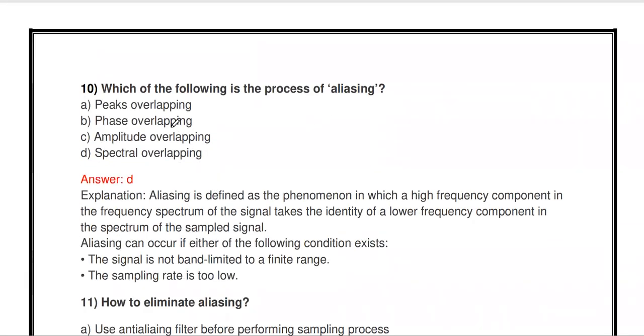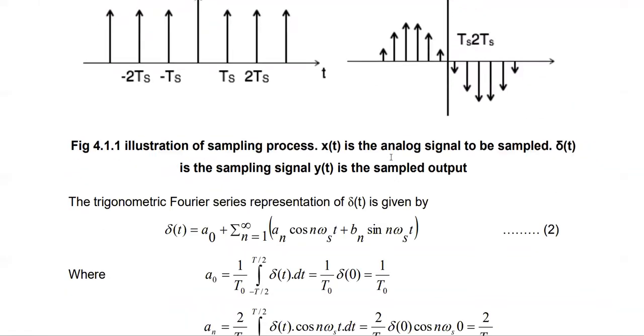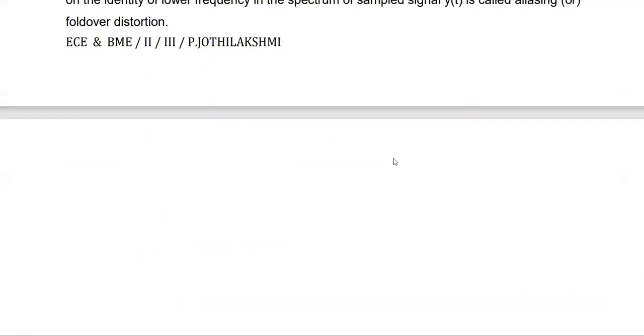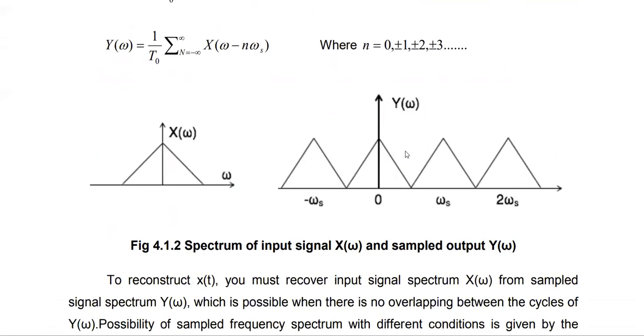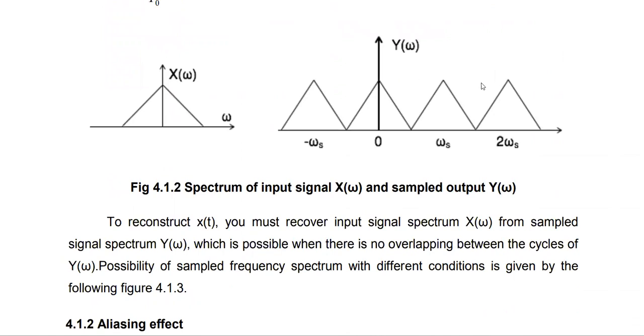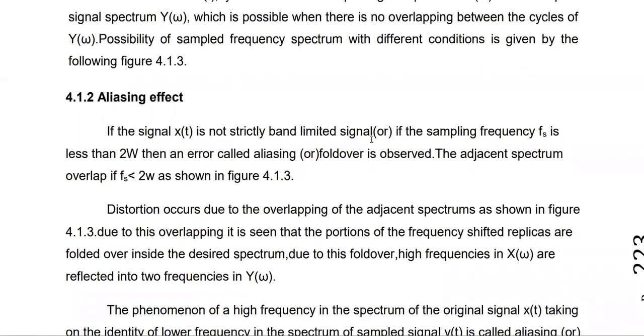Then the next one: which of the following is the process of aliasing? Aliasing means the overlapping of the spectrum. The higher frequency component of one spectrum is overlapped with another, when we choose the sampling frequency fs greater than or equal to 2 fm, that is the normal case. We explained that in a very detailed manner in that video.